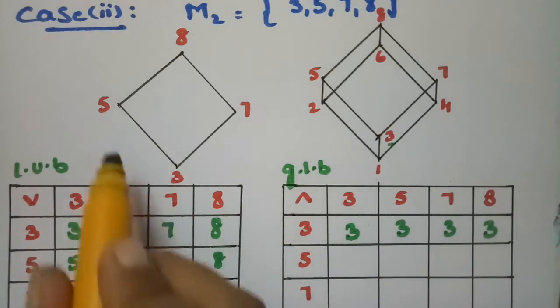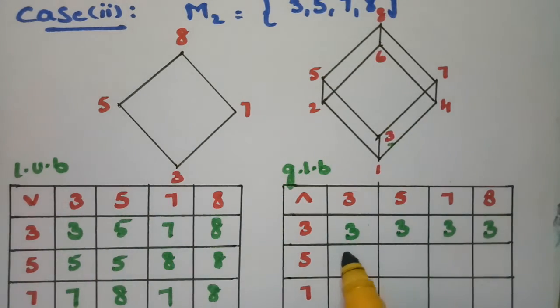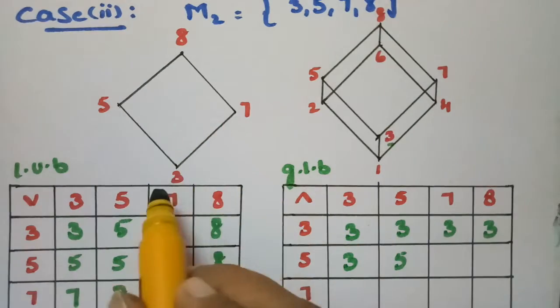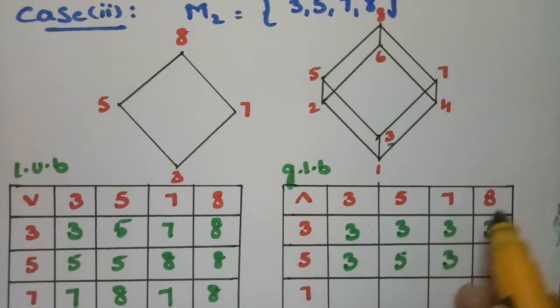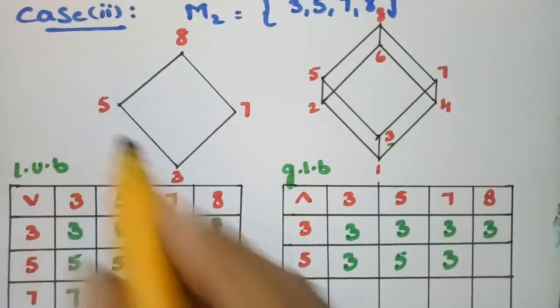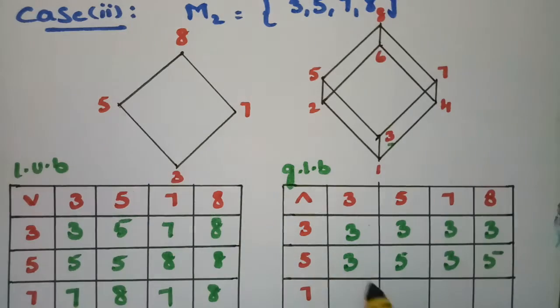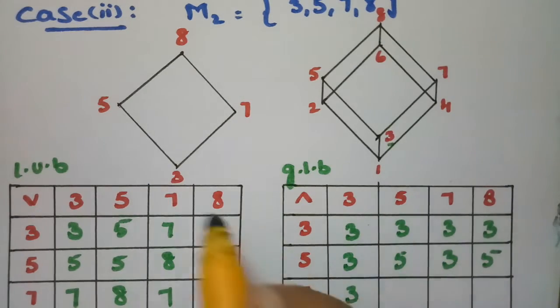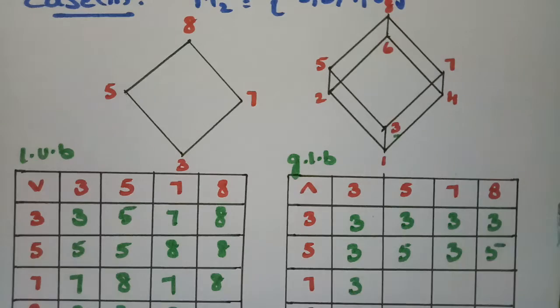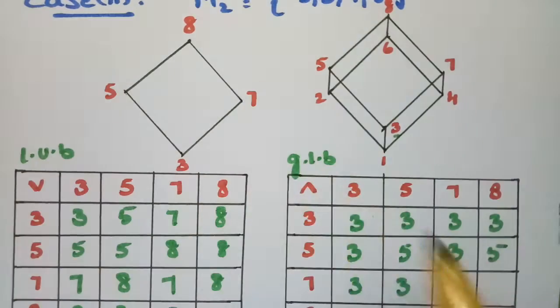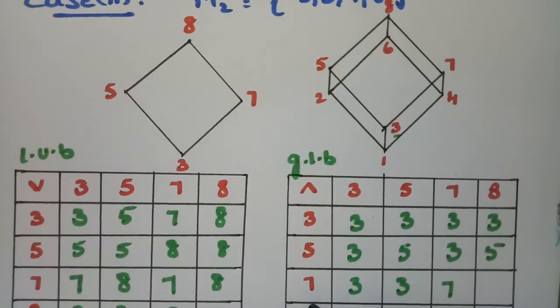For 5 and 3, 3 is the lower bound. For 5 and 5, 5 is the lower bound. For 5 and 7, 3 will be the lower bound. For 5 and 8, 5 is the lower bound. For 7 and 3, 3 is the lower bound. For 7 and 5, 3 is the lower bound. For 7 and 7, 7 is the lower bound. For 7 and 8, 7 is the lower bound.